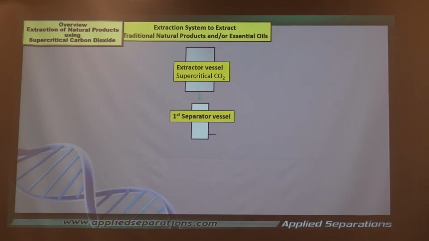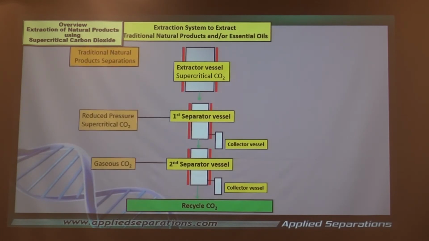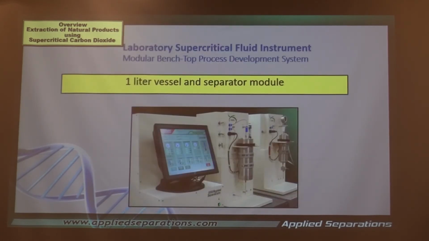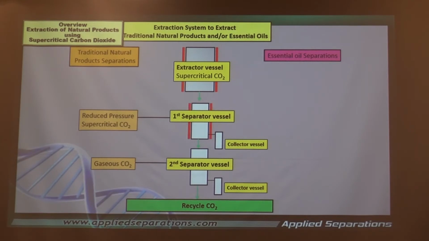The extractor vessel, again, remember, this is what we did, the first extractor vessel and the collector on this. This is the normal system we have for supercritical fluid. The traditional product separation would be reducing the pressure and heating that first separator, then that second separator, going to a gaseous state and heating again. When we do essential oils, the big change is that instead of heating this separator, we're chilling. Now we get liquid CO2 and then gaseous CO2 for the essential oils to fall out.